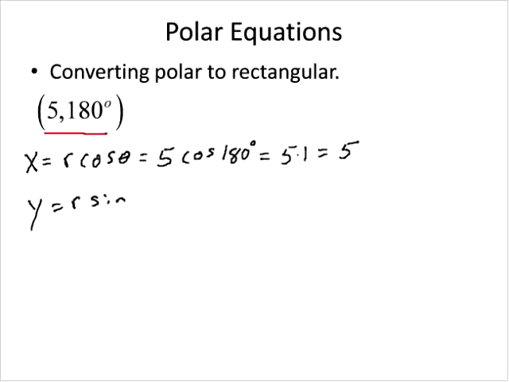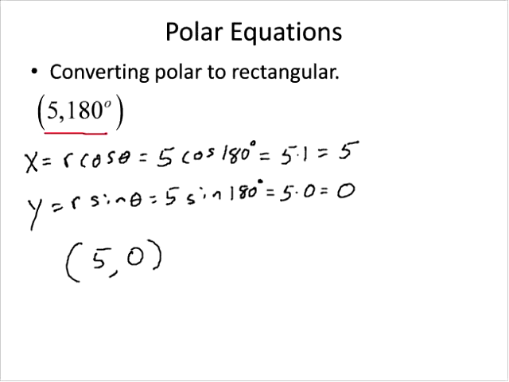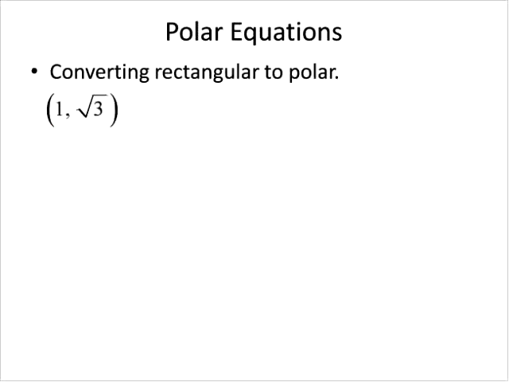Y is going to be r times the sine of theta. So it's going to be 5 times the sine of 180 degrees. Sine of 180 degrees is a 0. So I have 5 times 0, and I get 0. So my x, y point will be 5, 0. So that's the same as the 5, 180 degrees in polar coordinates. Let's do another one.